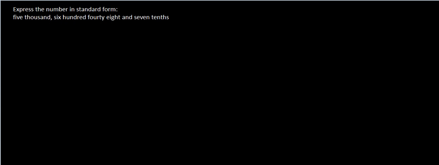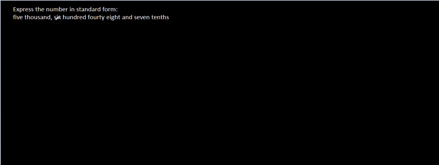Okay, hello. We're going to break down this problem right here. Express the number in standard form, 5,648 and 7/10. So first thing I need to figure out is what does standard form mean? Okay, standard form I should know is that it's just the number. So the number as in a digit, a series of digits. Right now we see it expressed in word form. Okay, so we see the word form, and now we need to take that and turn that into a number.